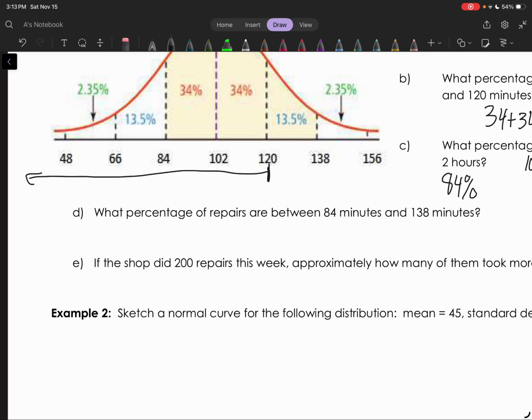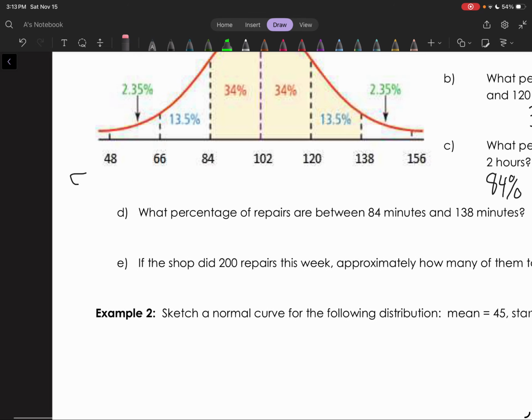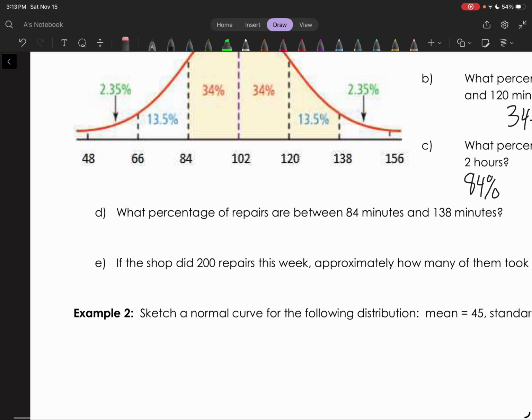What percentage of repairs are in between 84 and 138 minutes? 34 plus 34 is 68, plus 13.5, 81.5%.